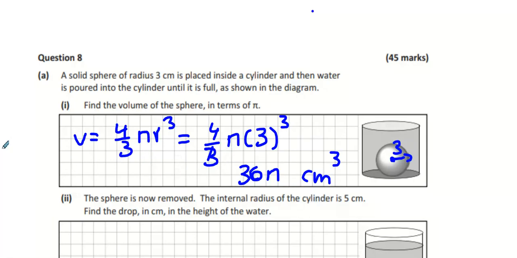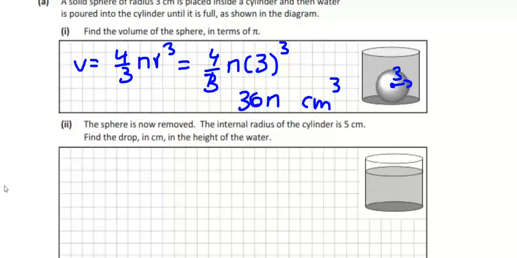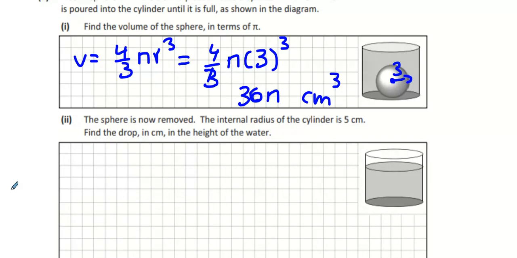All right. Happy days. Now, the sphere is removed, and the internal radius of the cylinder, so this cylinder is, what is it? 5, is it? Yeah, 5. Find the drop. Now, do you see this volume of empty air on top? See the volume of empty air in the cylinder? Okay. It's in the shape of a cylinder.